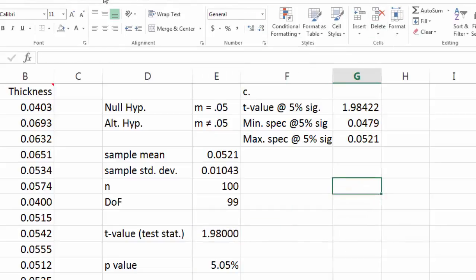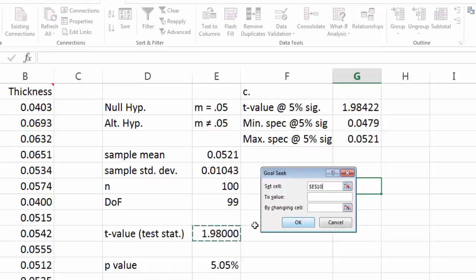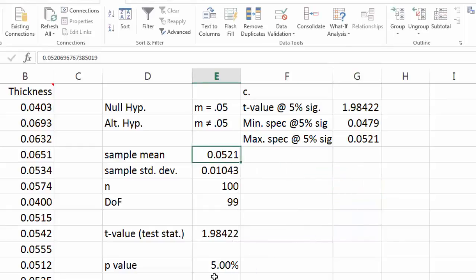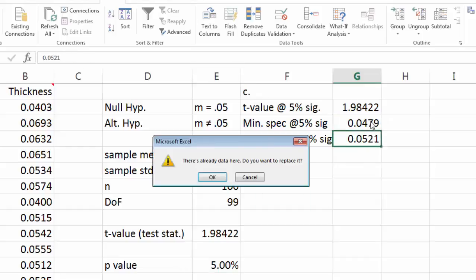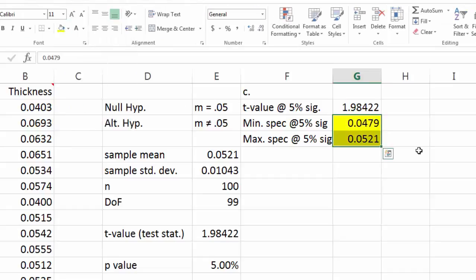Let me try that again. Let's put my t-value to all the decimal points I can. So I'm going to set this to 1.98422 by changing this. And there we go. I've locked in my p-value at exactly 5%. Okay, so there's my range. If I'm interested in making sure that my parts are within spec to 95% reliability, they've got to be between these two measurements.